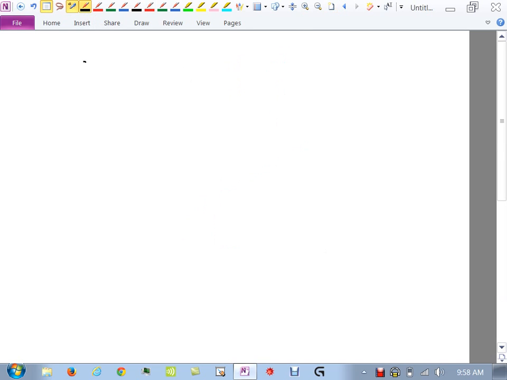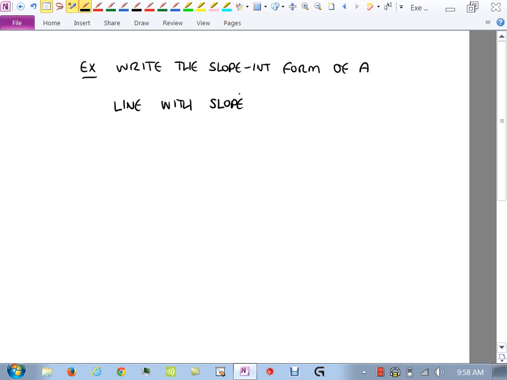Next example. Write the slope-intercept form of a line with slope -2 and a y-intercept of (0, -3).